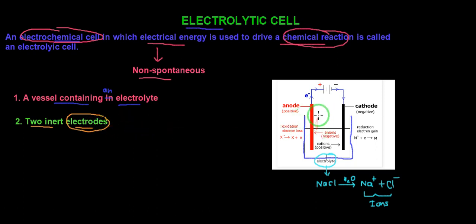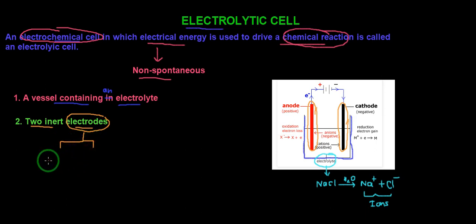For example, as you can see in this diagram, this red colored rod is just like a rod. This is called an electrode, while similarly this one in black color is also called an electrode. So electrodes are basically of two types. We have two types of electrodes.